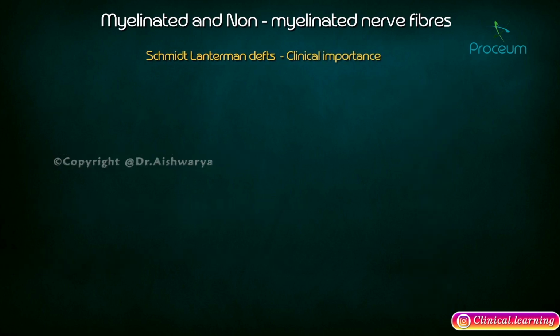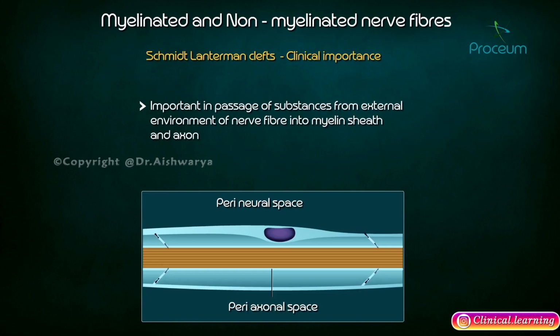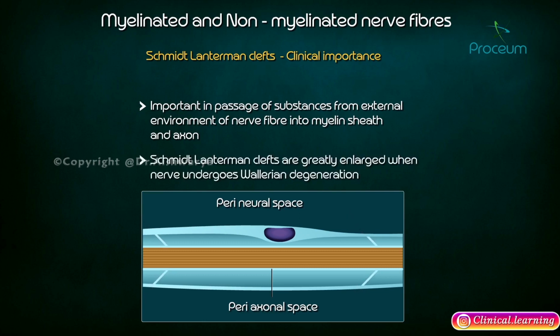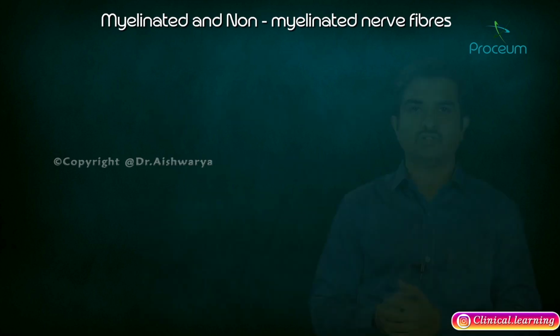And what is the clinical importance of this space? This space is an important passage for the substances from the external environment of the nerve fibers to the myelin sheath as well as the axon. And the Schmidt-Lantermann clefts are greatly enlarged when the nerve undergoes Wallerian degeneration.